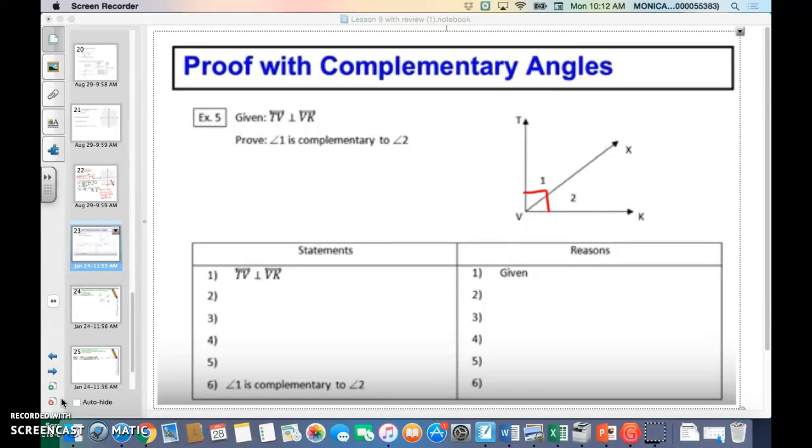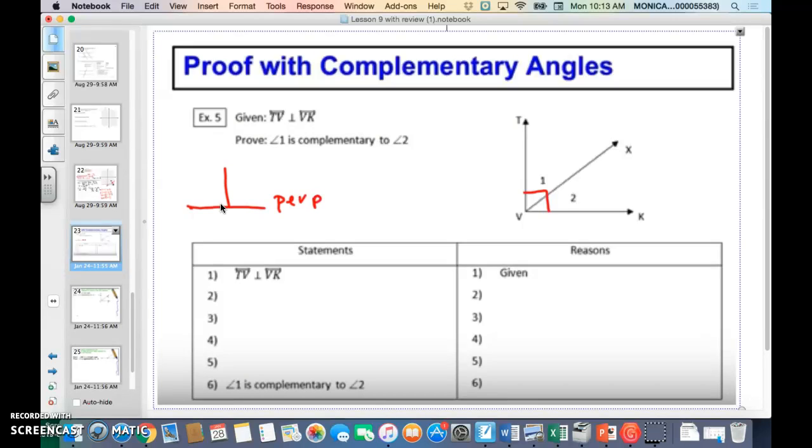So basically, you're going to start with your given statement, which is that TV is perpendicular. So remember this symbol means perpendicular.